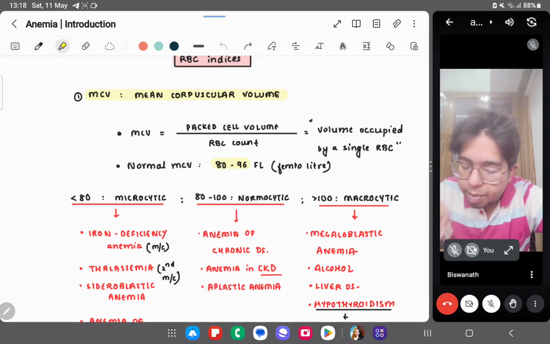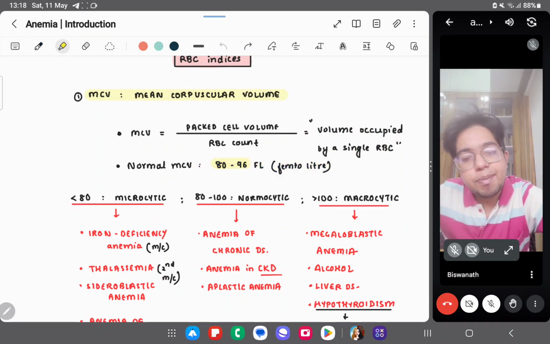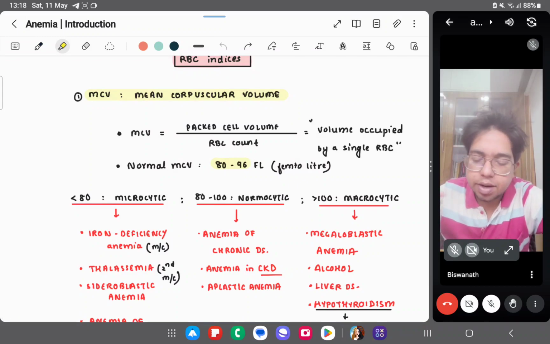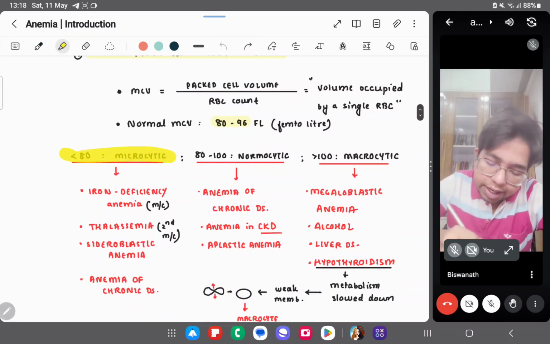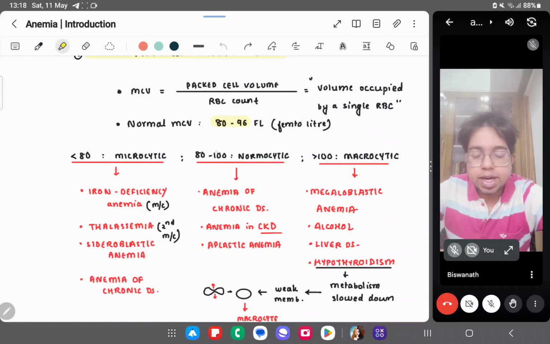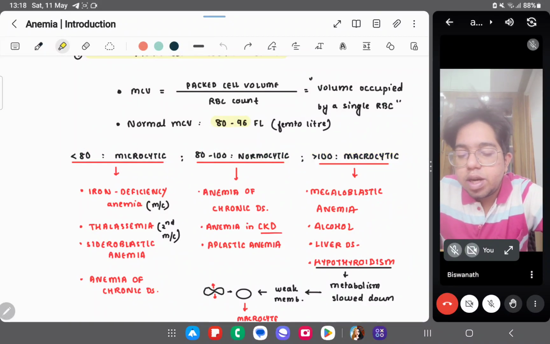Normal MCV, you have to remember this: 80 to 96 femtoliters. Units are important, as it may be converted to any other. Femto means 10 to the power minus 15 liters, right? So less than 80 will be called microcytic, 80 to 100 will be called normocytic, and more than 100 will be macrocytic.